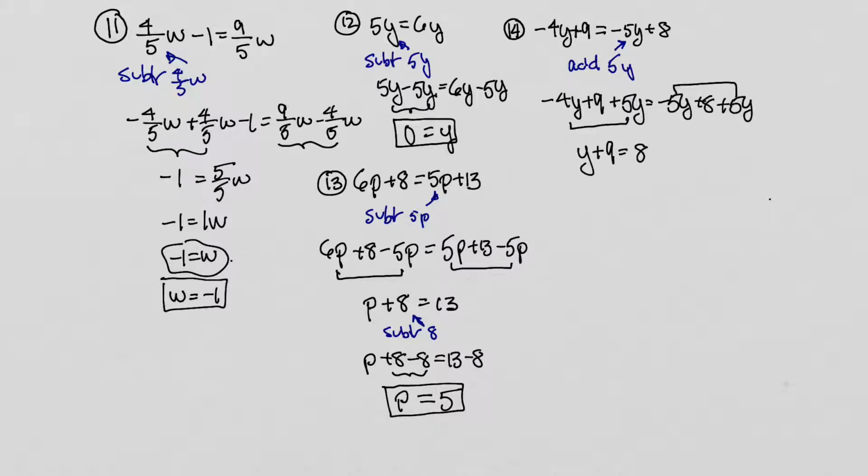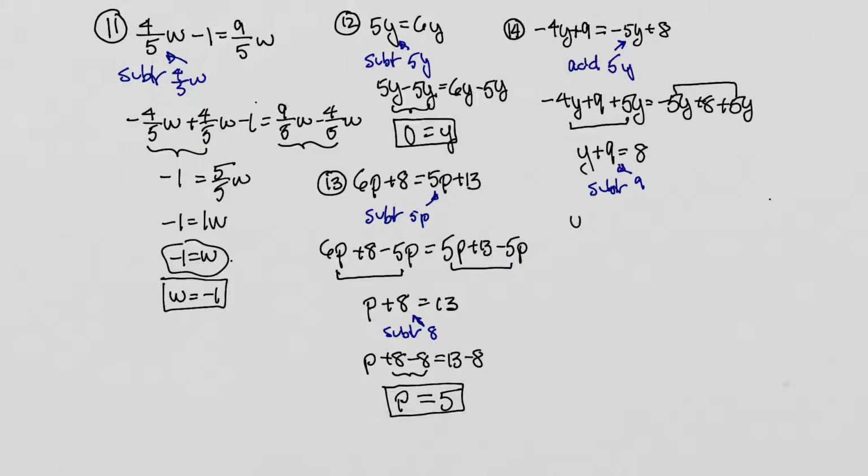Now, let's eliminate that 9. It's plus 9, so why don't we subtract 9? You don't have to do this, but just so you can see what I'm doing for sure, what I'm going to do is really subtract 9. So the plan is to subtract that 9.